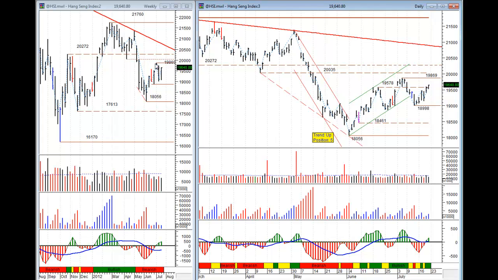But we have to take note that on the weekly chart, we are negotiating this down bar here, this supply bar, which corresponds to this volume here, which is a little bit high. So there might be some time that Hang Seng might just spend negotiating around this resistance level at the 19869 level, just below the 20,000 level. So we probably have to watch out for it.